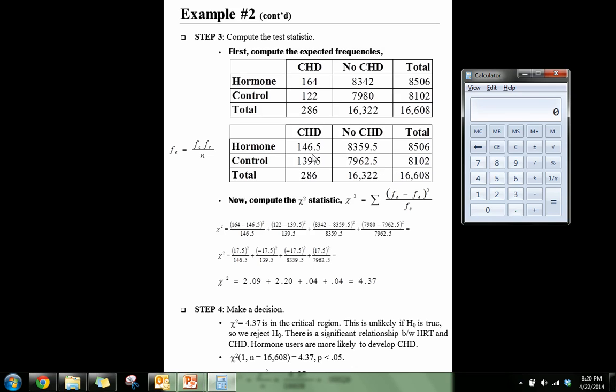Now, as you know, once we know that number, all the other numbers are already determined. You can go ahead and replicate these numbers using the formula that we just used, but these are the expected values.